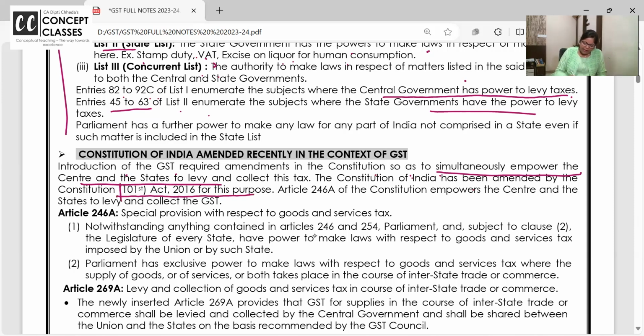101 amendment. Write here, MCQ. 101 amendment. If you look at past papers also, you will see which amendment it is. So 101. Article 246A of Constitution empowers the center and the state to levy the collection of the tax. Okay, both.